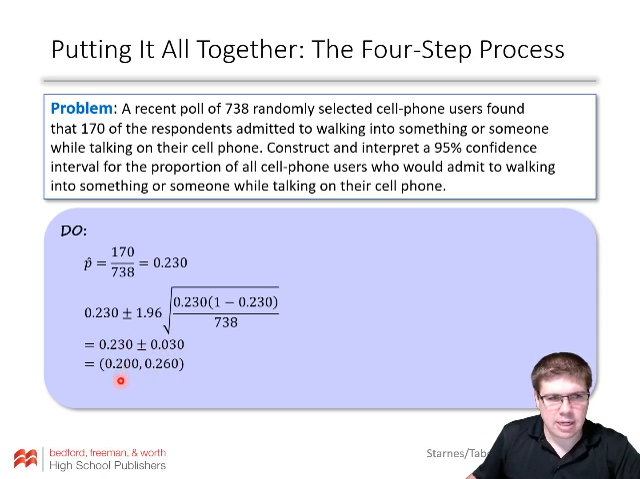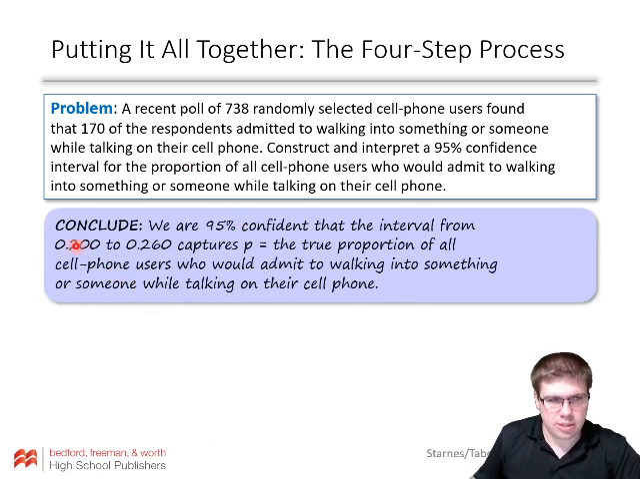Then we're not done. So we have this interval, but what do we need to interpret that? Turn this into words, and that's what the conclude is. So we would turn those numbers into words. We could say we are 95% confident that the interval from 0.2 to 0.26 captures p, the true proportion of all cell phone users who would admit to walking into something or someone while talking on their cell phone. That's what we would interpret.